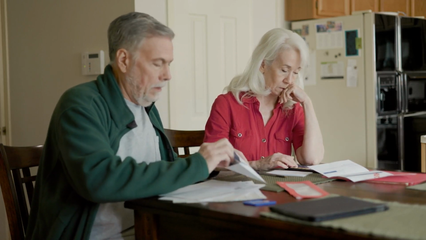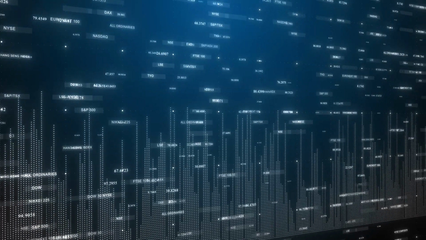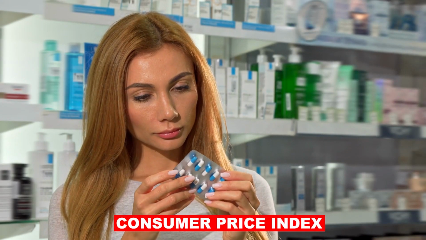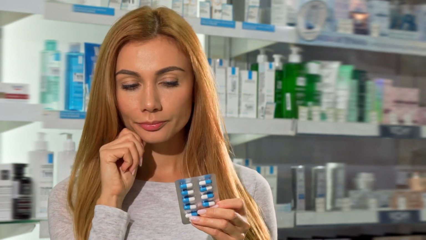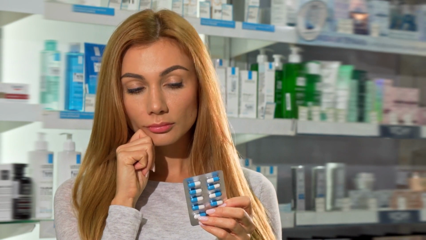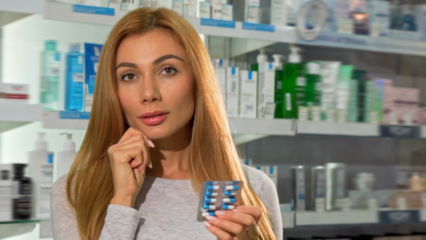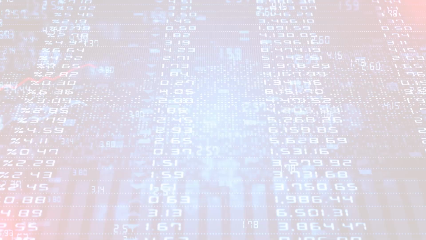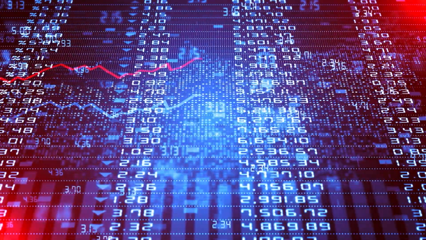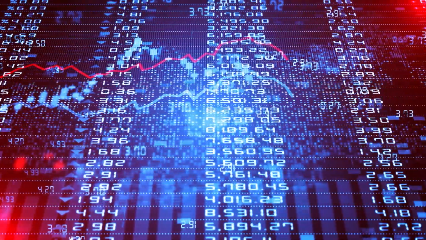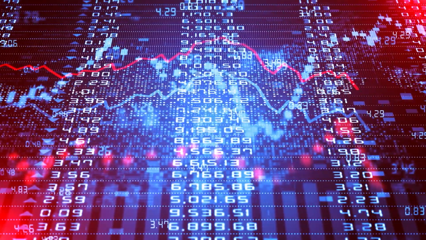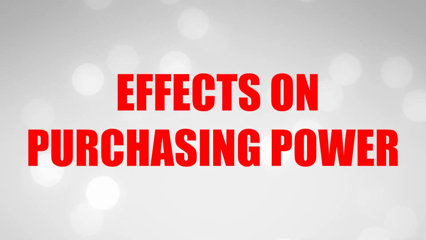Inflation is commonly measured using price indices, which track the changes in the prices of a basket of goods and services over time. The Consumer Price Index, CPI, is a widely used measure that reflects the average price change paid by consumers for goods and services, while the Producer Price Index, PPI, measures the average change over time in the selling prices received by producers.